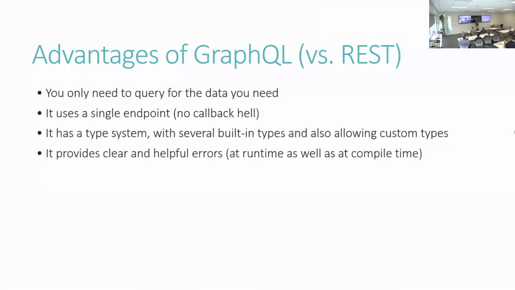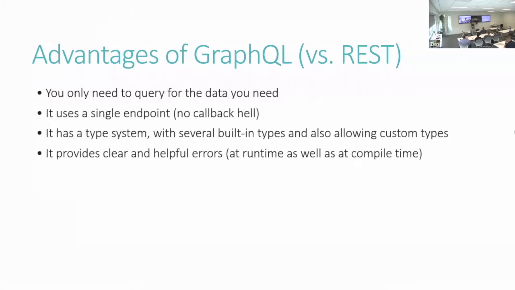It provides clear and helpful errors at runtime as well as at compile time in the case of Android. If you query something and you get a field name wrong, I've noticed GraphQL is very helpful. It'll suggest maybe a dozen fields that are close to what you named it. If you typo something, it'll say, did you mean this or this or this? It's really helpful in that sense. And as we'll see in a little bit with Apollo client on Android, you have that compile time verification of your API.